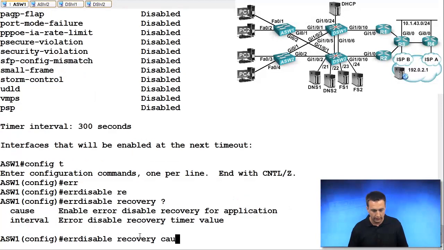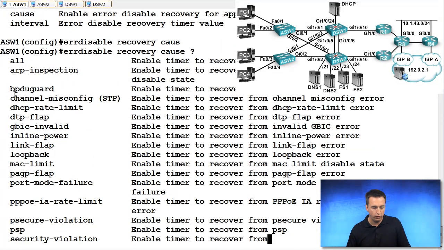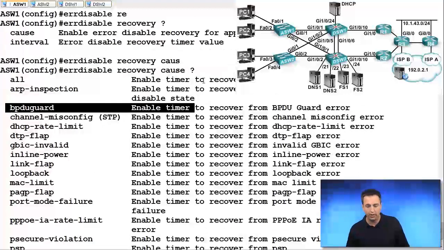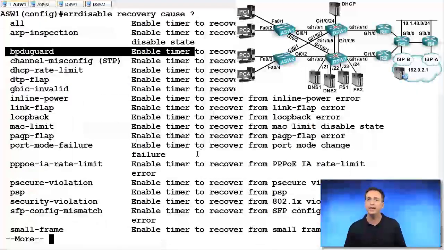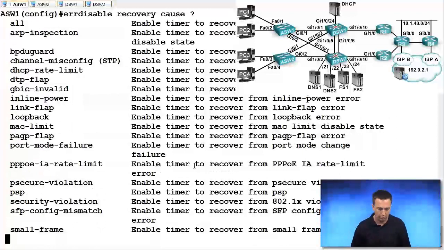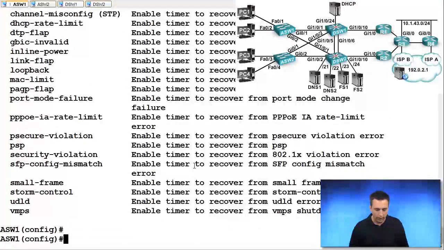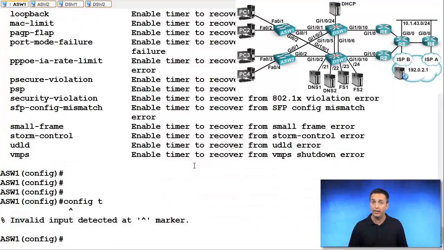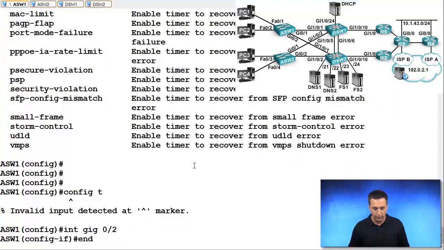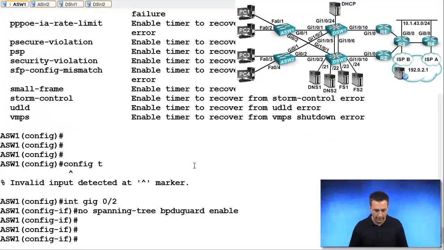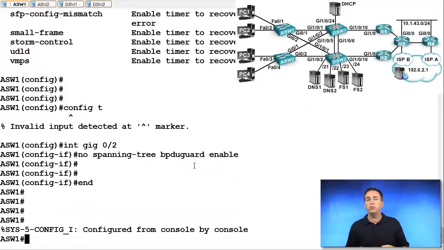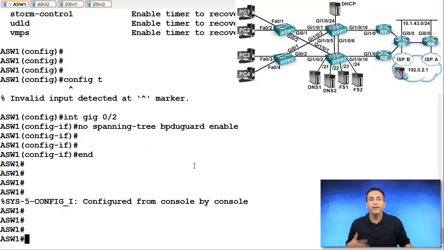And what is the cause? In this case, it would be BPDUGuard. So we can set up BPDUGuard to have an automatic recovery mechanism, but we still have to manually remove the offending device or the bad config that is causing the problem. But in our case, what do we want to do? Let's remove the command that's causing the problem, interface gigabit 0/2, and the command we had entered was spanning-tree bpduguard enable. Let's remove that command, and as you'll see, because the error disabled recovery mechanism hasn't been configured, it's not going to automatically come out of that error disabled state.